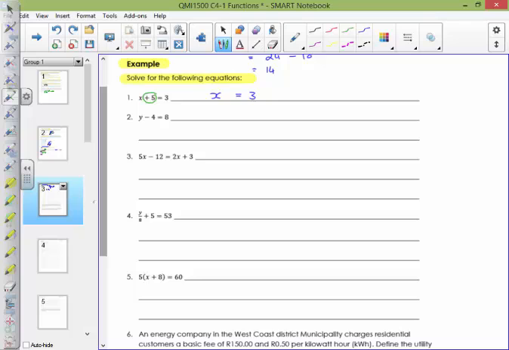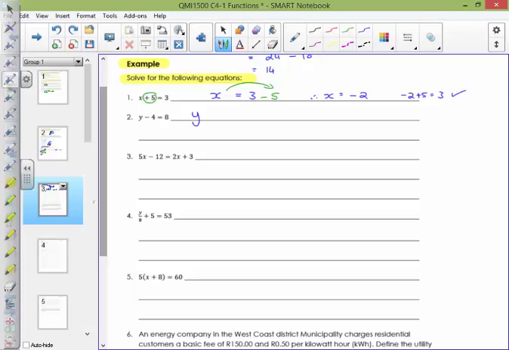I subtract 5 from both sides, which means I took the plus 5 over and made it a negative. Therefore, x is equal to 3 minus 5, which is minus 2. Check your answer. Is minus 2 plus 5 equal to 3? Yes, it is.